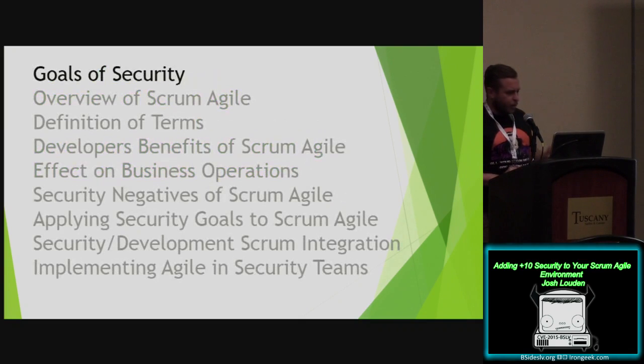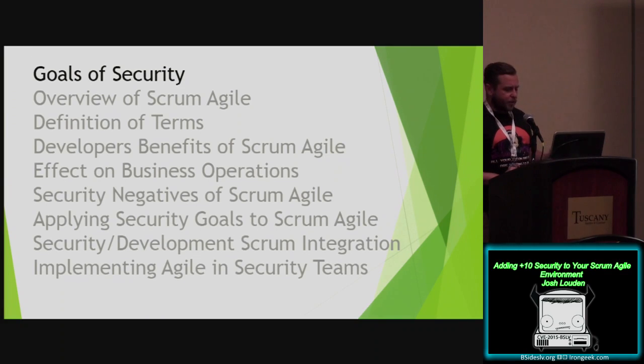So a little bit about what I'm going to talk about. I'm just going to touch on the brief goals of security. I know we're all here for security, but there's two main categories I want to point out. Then I'm going to give you a 10,000-foot overview of what Scrum is, define some general terms, not really going to be a definition dump.